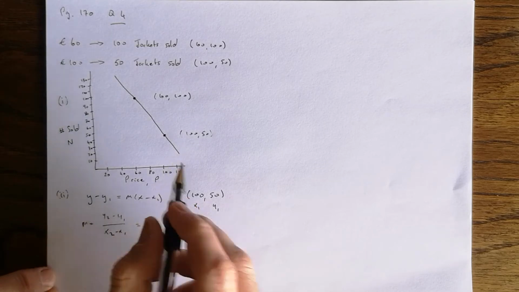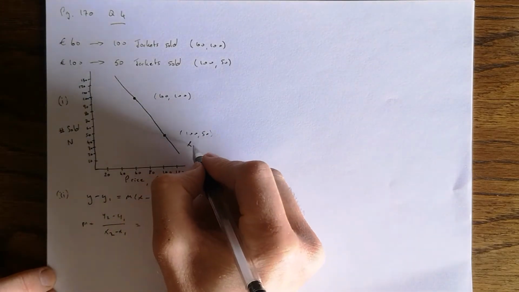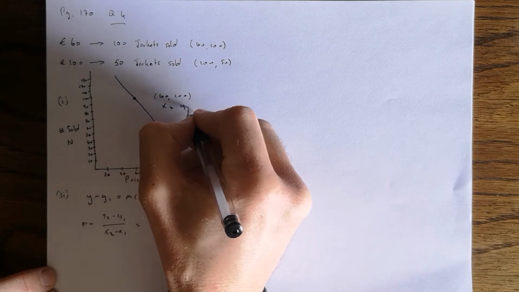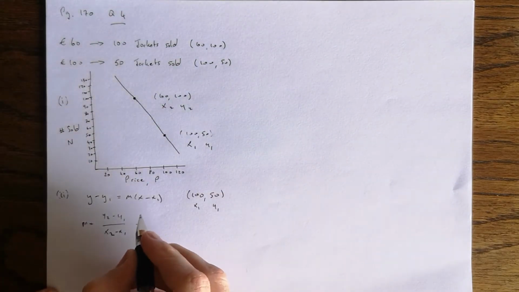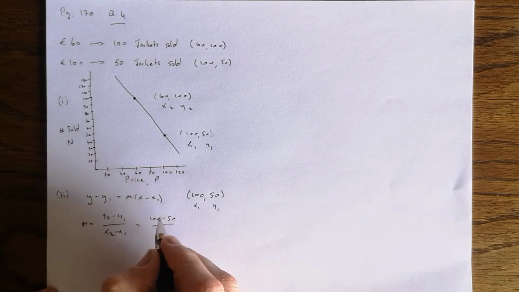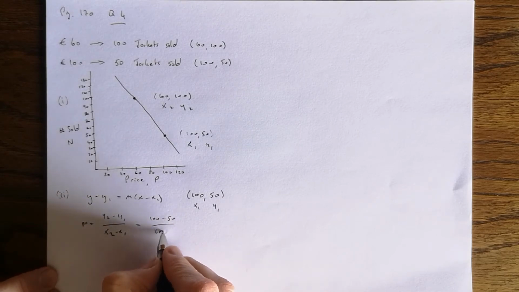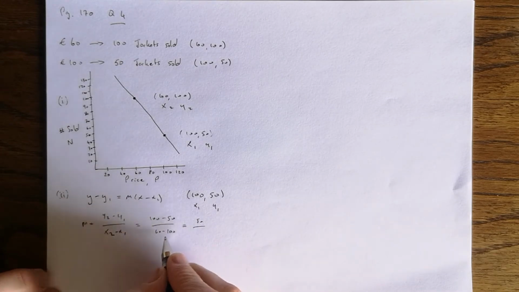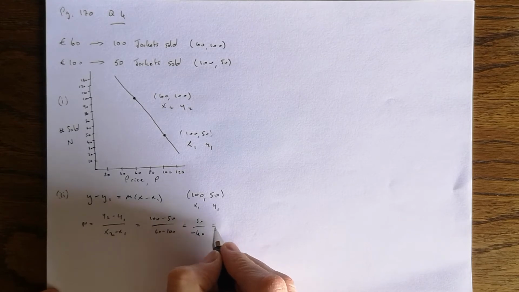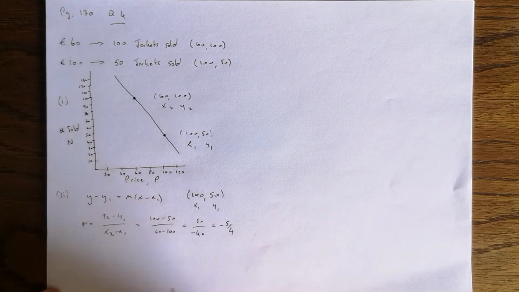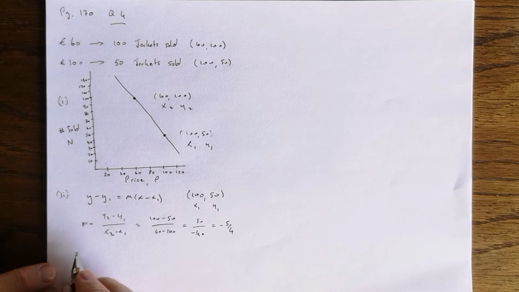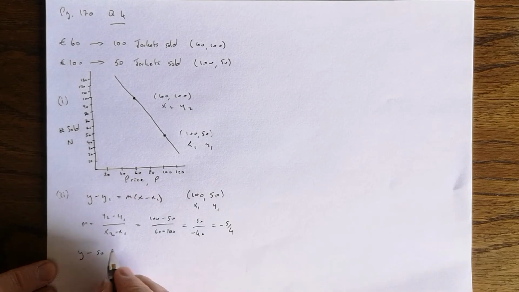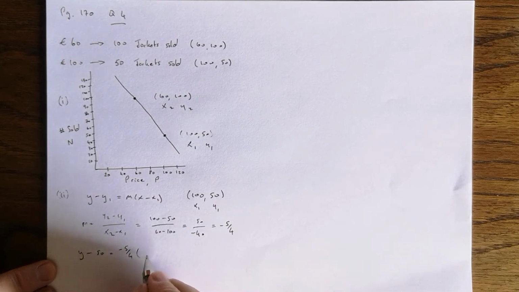So I just fill in. Here's x1, y1, and here's x2, y2. So y2 minus y1 is 100 minus 50, all over x2 minus x1, which is 60 minus 100. That gives 50 over minus 40, which is minus 5 over 4. So that's minus 5 over 4. I fill it in there: y minus y1, so y minus 50 is equal to m, which is minus 5 over 4, by x minus x1, so x minus 100.